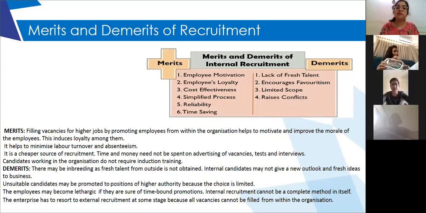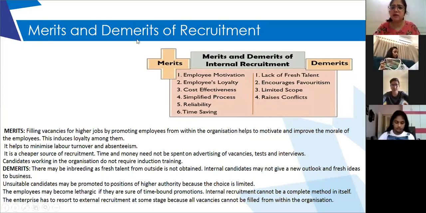It helps to minimize labor turnover and absenteeism. What is labor turnover? Any idea? Anyone? What is labor turnover?